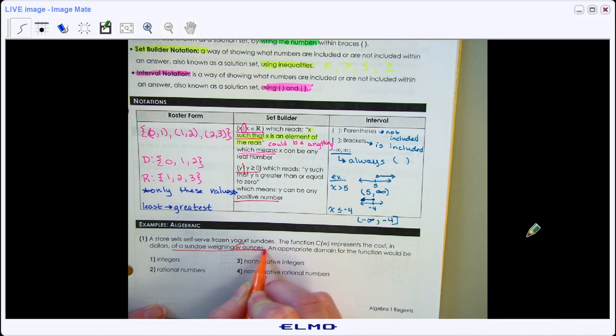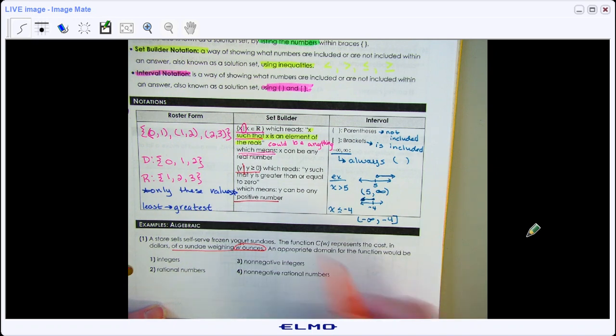So again, W is representing the weight, W ounces. If I look here, this is in the domain spot. W is our domain. So we're looking for a reasonable domain. If we're thinking about the weight of something, you can have decimals. You can have fractions. You can have something weigh 2.3 ounces. That is allowed here. What's not allowed is it can't be negative. You cannot have a negative weight.